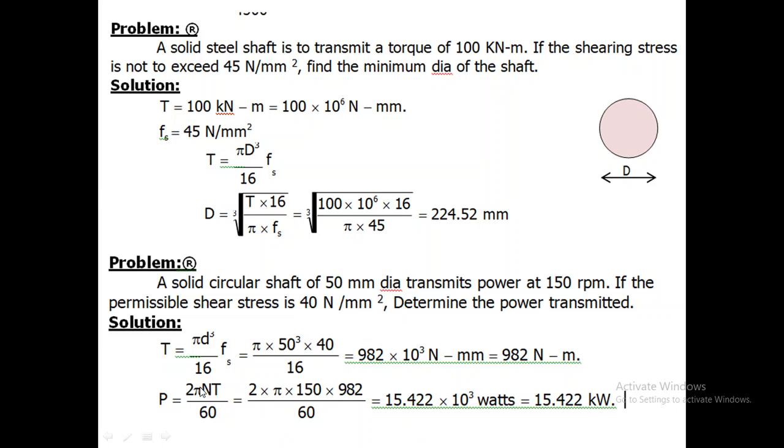And in the power equation, torque should be in Newton meter, because you have taken all the units in SI units, and when you take the torque in Newton meter, you will get power in watts or Newton meter per second. So to maintain the uniformity, we take the torque in Newton meter, and if you substitute that torque here, we will get the power in Newton meter per second, or what is called a watt. 1 watt is Newton meter, or joules per second. So you should be careful here while taking the units.